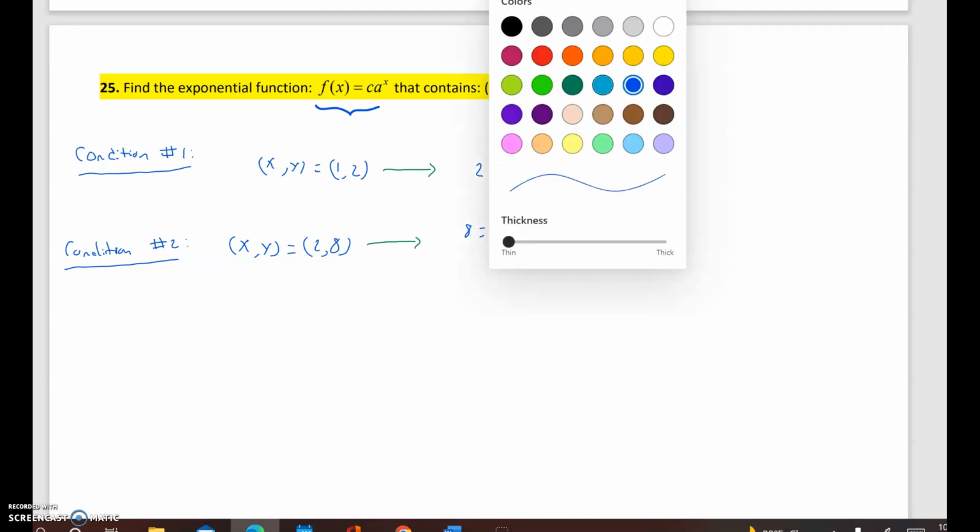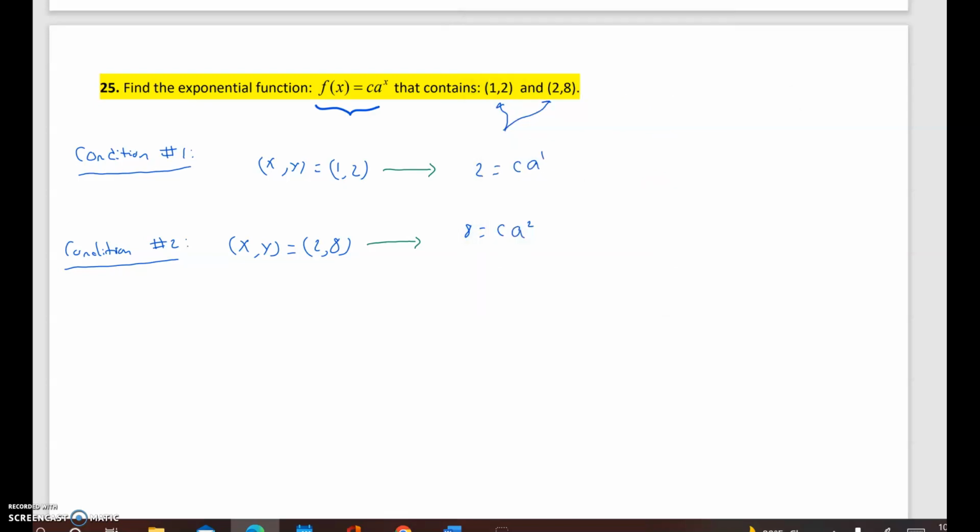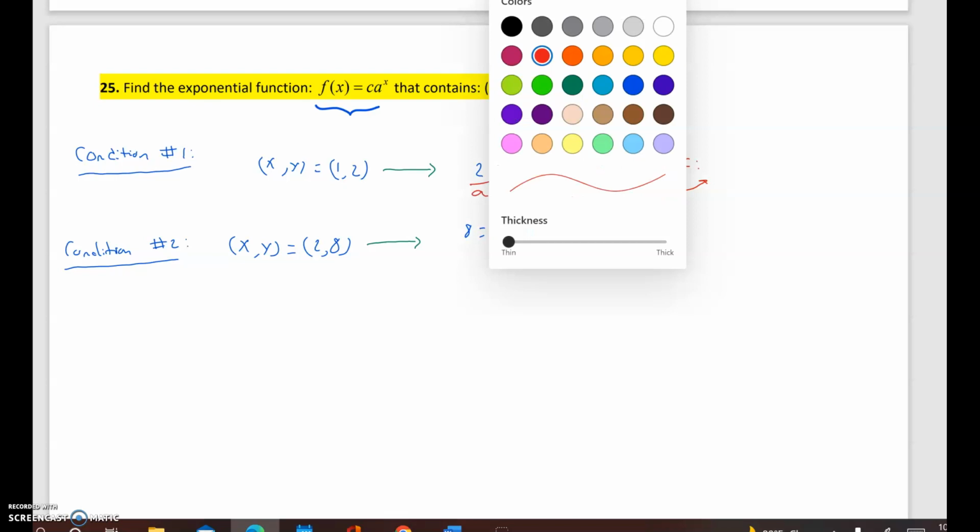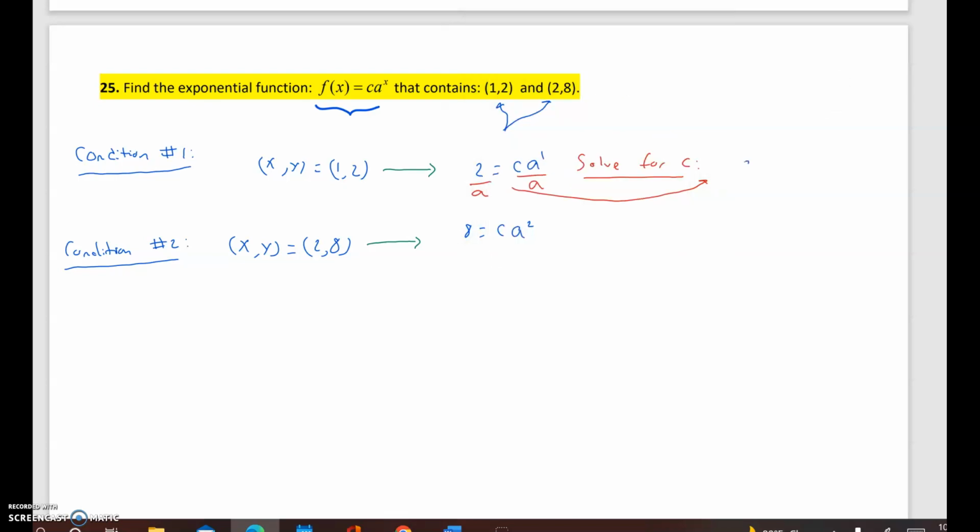Then, on the previous equation, let me solve for c. As you divide by a, we end up with the value of c equaling 2 over a. Let me box this in because we're going to need it in a little bit.